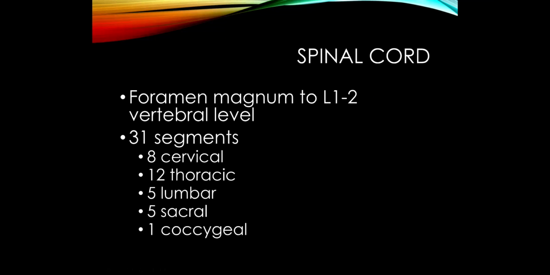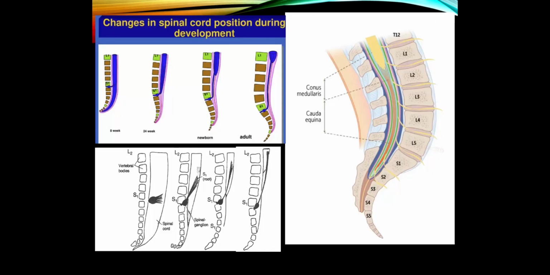Okay, so we have 31 segments, which you've learned in anatomy, 8 cervical, 12 thoracic, 5 lumbar and sacral, and 1 coccygeal. And so the position of the spinal cord, notice in utero, here at 8 weeks, it extends all the way down through the sacral vertebral body level. By 24 weeks, it's pulled up to about S1. And in a newborn, it's maybe here at L3. And this is the position it occupies in adults, L1. Sometimes even it'll end at T12. And so this end of the spinal cord here is called the conus medullaris.